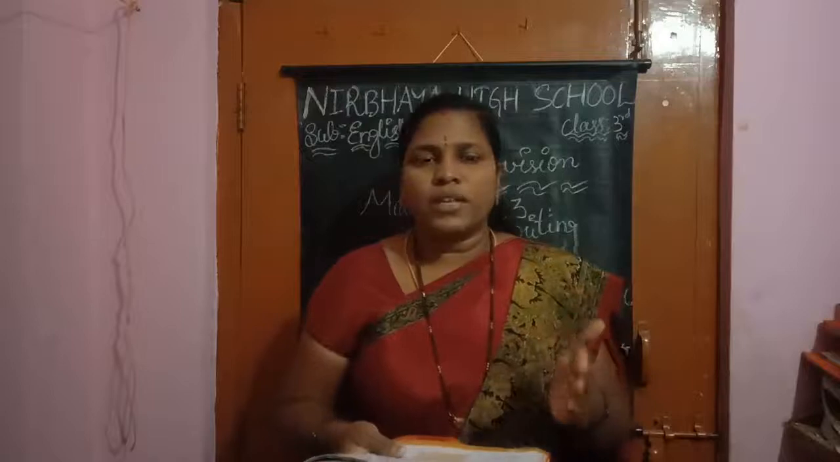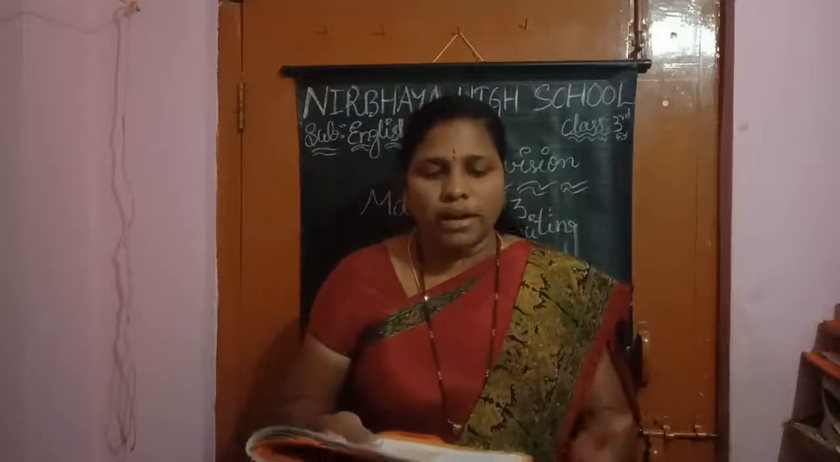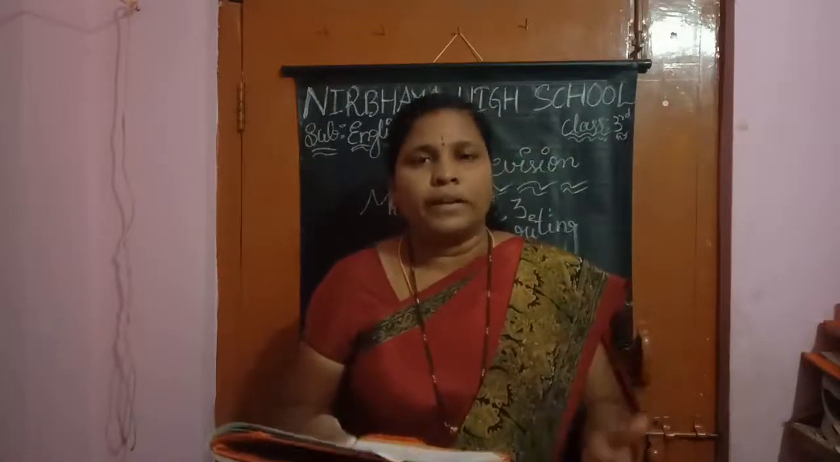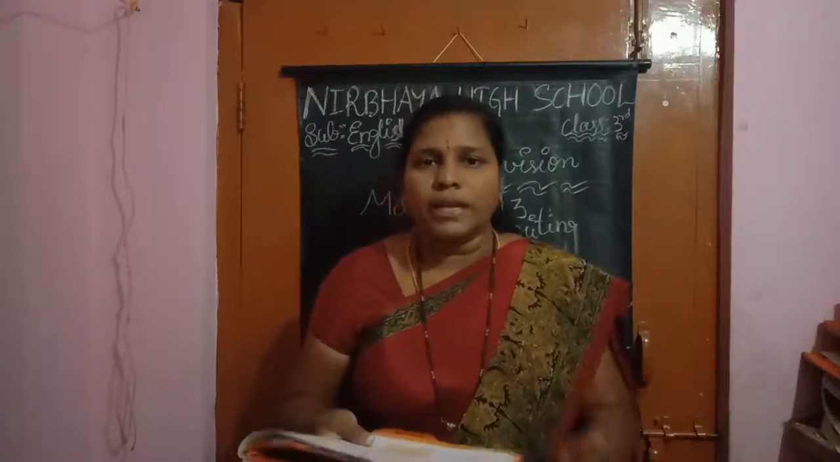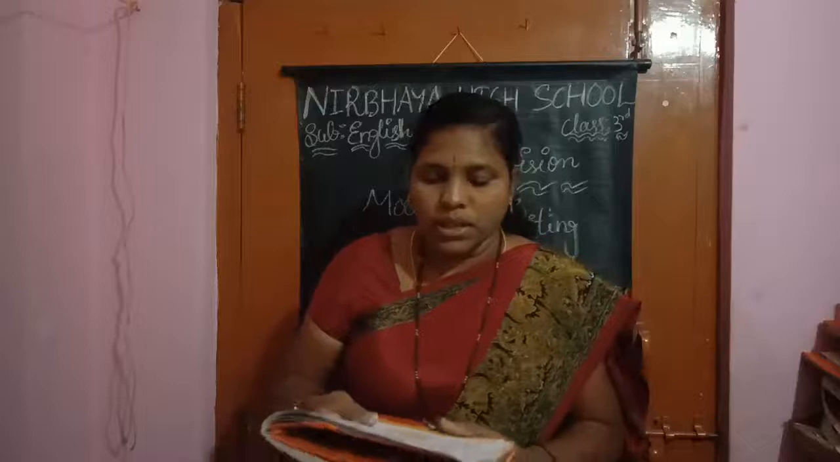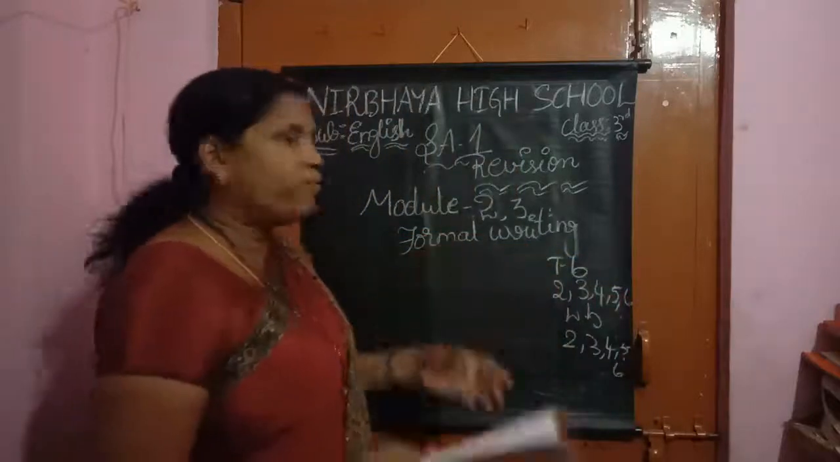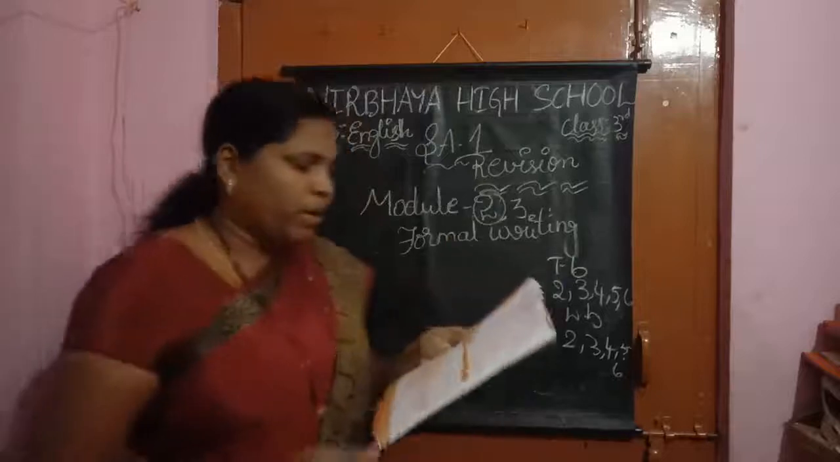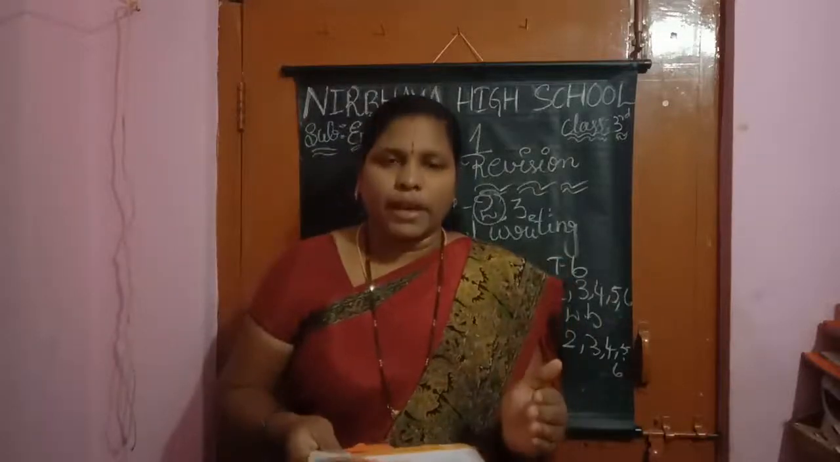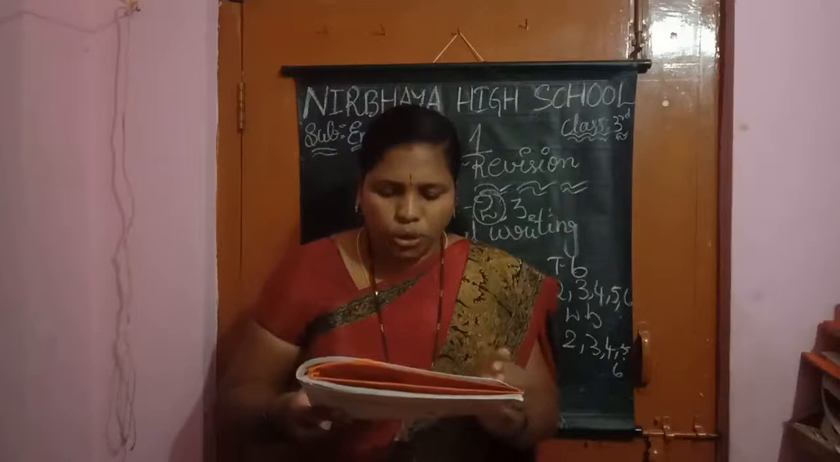Take out your workbook also, children. Open your workbook, page number 18. Everyone, open your workbook, page number 18. Understood? Now see, what is lesson number 2 formal writing? Lesson number 2, formal writing. What is there? Note writing. What is it, children? Note writing.